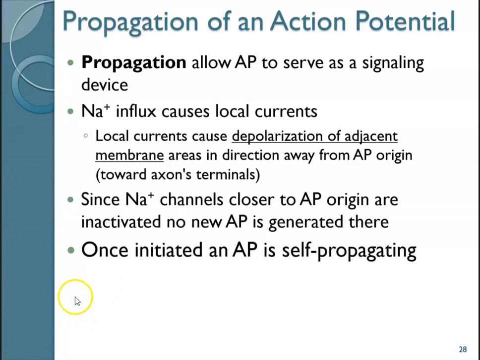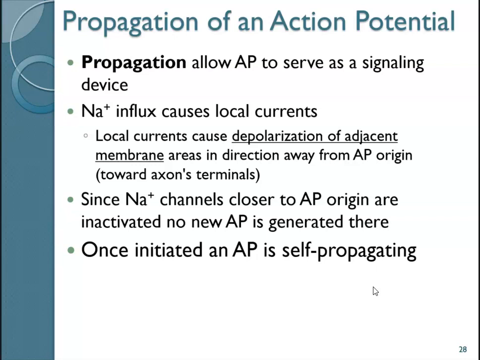Okay, so when sodium goes to this next segment and diffuses to that next segment, from minus 70 it's going to go up to minus 55, and that will trigger the sodium channels to open here. So this will also create an action potential here and so on. So it keeps going. Okay, so that is why it's called self-propagating. So one, that opening of the sodium channels and depolarization will cause depolarization of adjacent spots.